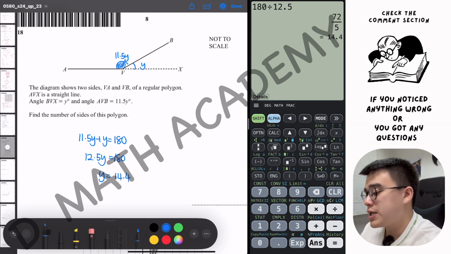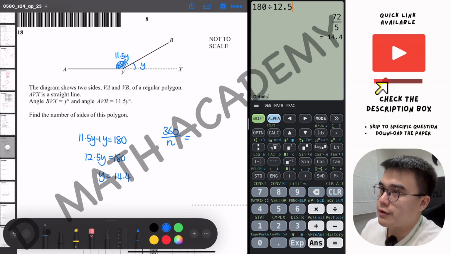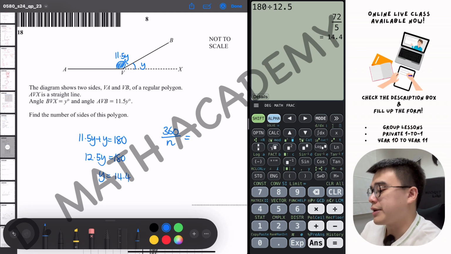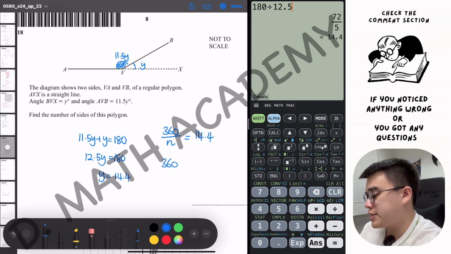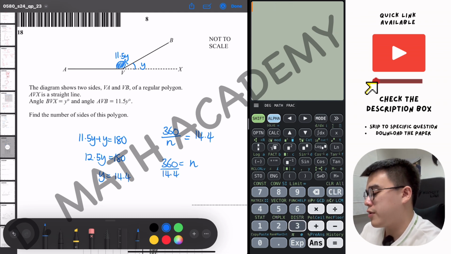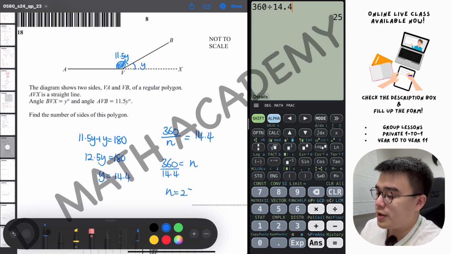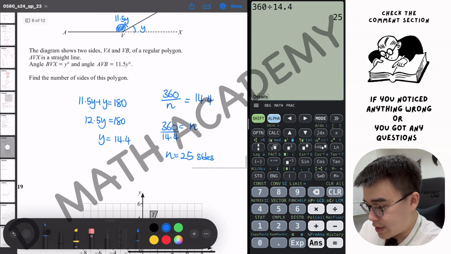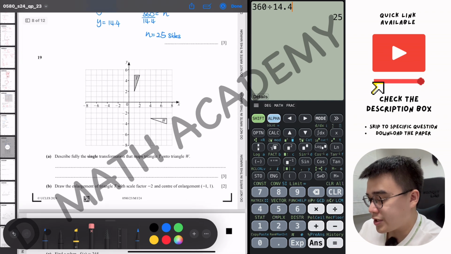for the number of sides, which, if you remember the formula about exterior and interior angles, the exterior angle formula really comes in handy here, because you will know that the exterior angle is just 14.4. When you make n the subject, we actually have n equals 360 over 14.4, making the answer 25 sides. Okay, so this is the number of sides of this polygon. And then we move on to question 19.